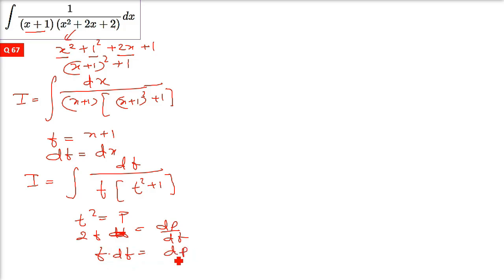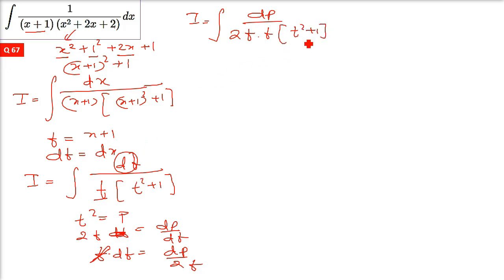So dp will be 2t dt, or you can say dt will be dp by 2t. So this dp by 2t will be replaced in place of dt. So integration will be, this dt will become dp by twice of t. This t is already there and t square plus 1 is there with us. So what do we get? What is the benefit of taking this t square as p?